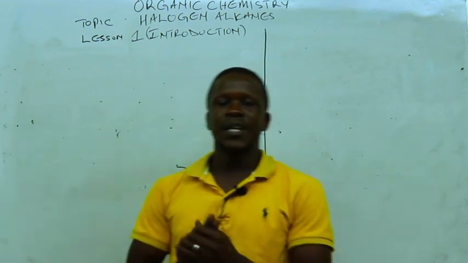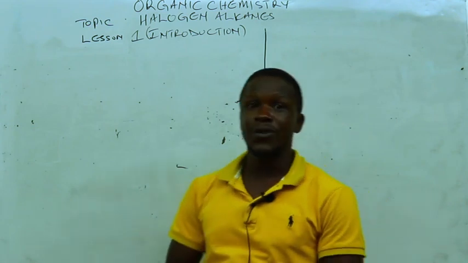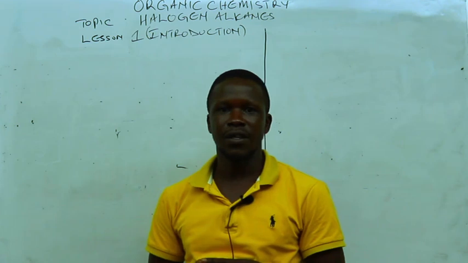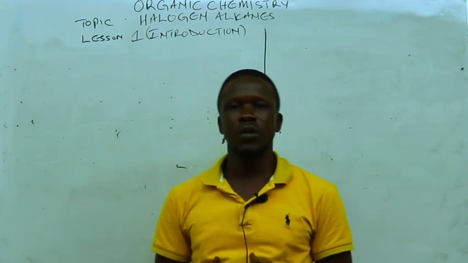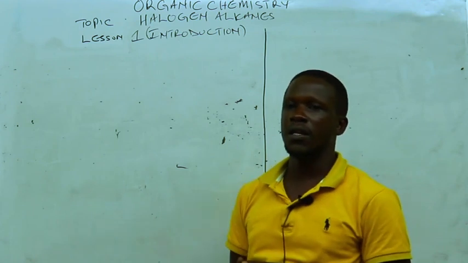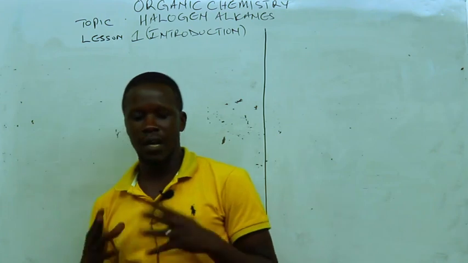Welcome to our lesson 1. In this lesson, I want us to look at halogen alkanes, the ones we commonly call alkyl halides. I call them halogen alkanes because they are believed to be derived from alkanes.